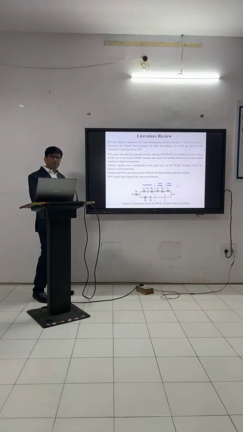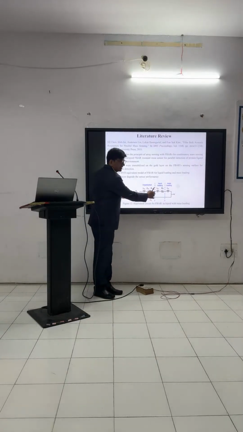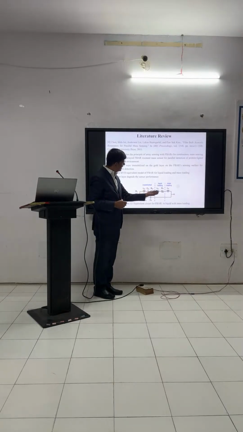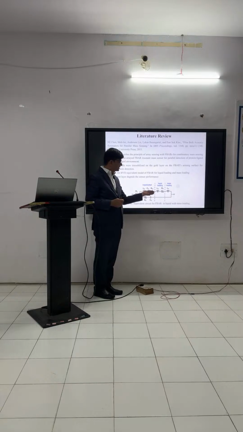Then we can use this device for liquid sensing and mass sensing. So this is my equivalent circuit. What will happen if I have liquid sensing? Then another structure will be created, that is L2 and R2 added into my motional branch. So this L2 and R2 change according to the liquid loading on your sensor.